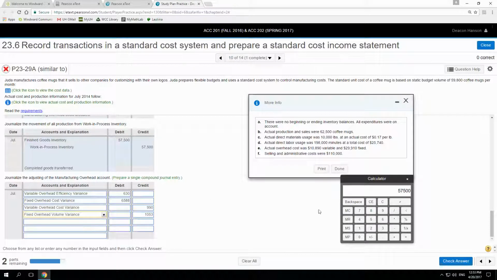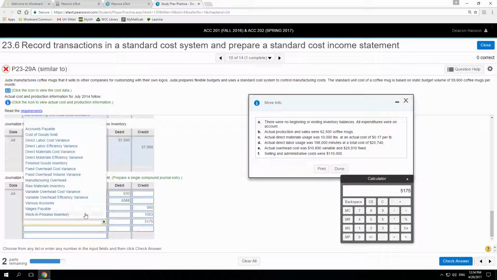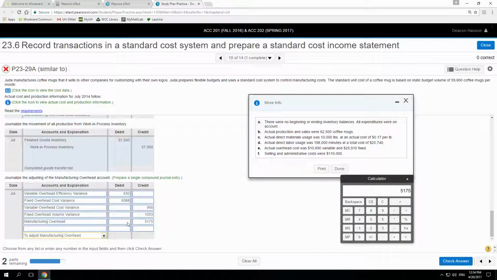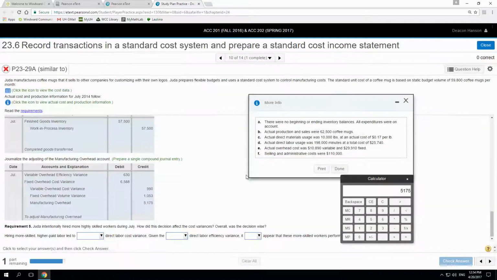Okay. And then the adjustment will be made to the manufacturing overhead account. So you get the difference between the debits and the credits, and you will either book a debit or credit to manufacturing overhead. So let's see, I think our debits are more, and I'll get the difference. Make sure you clear your calculator. Let's see. Minus 990 minus 1053. Okay. So the difference is 5175 credit, and you would credit manufacturing overhead. And this is to adjust the manufacturing overhead account. Let's see if our math is right. Yep, we got it correct.